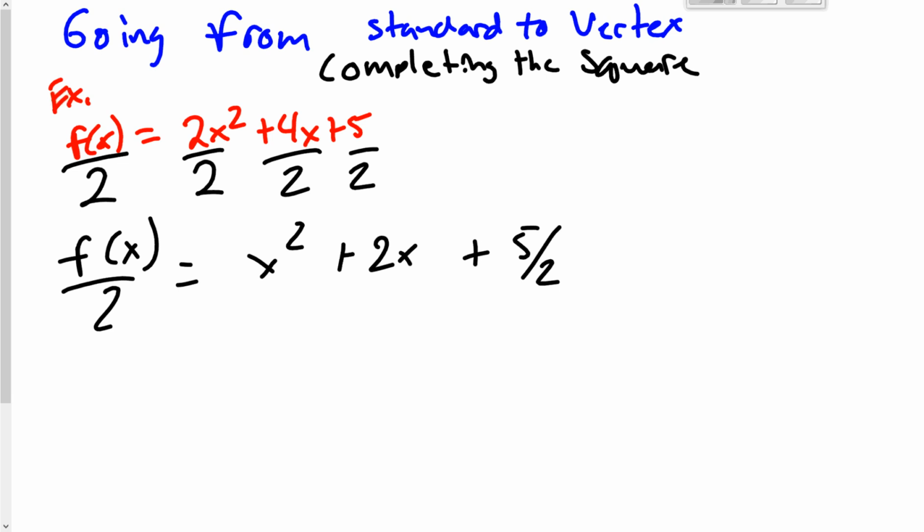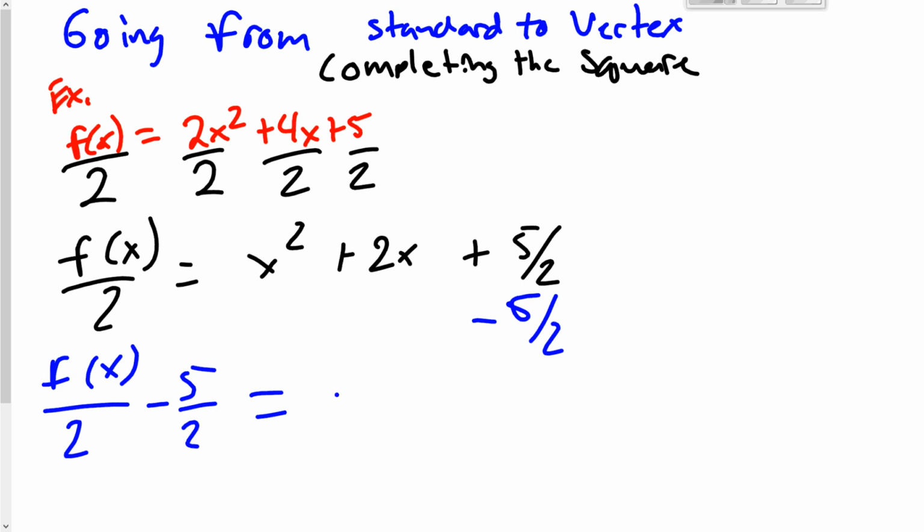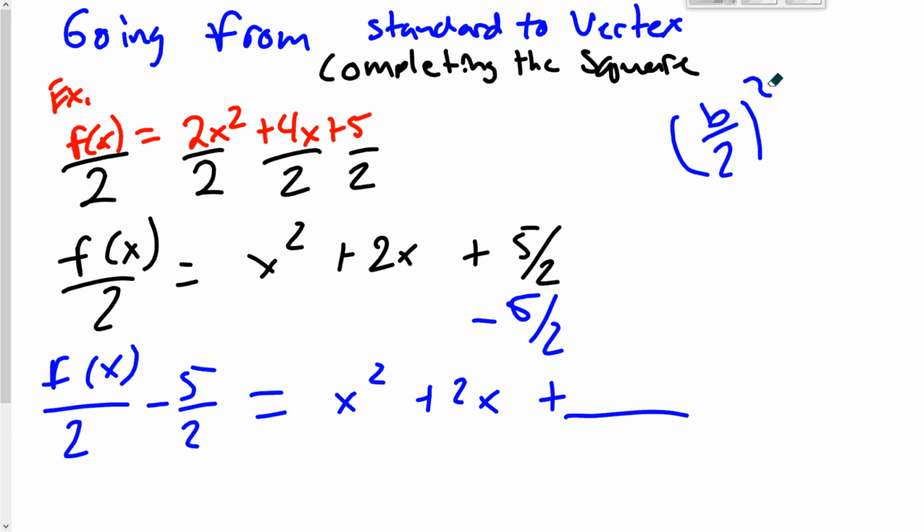Then we go ahead and move the old c to the other side. So we get f of x over 2 minus 5 over 2 is equal to x squared plus 2x plus our new c that we're going to find. We find our new c by taking our b, dividing by 2, and then squaring it. So our b is 2. It's this b right here, and we're going to divide that by 2, and then square it, so that's 1.